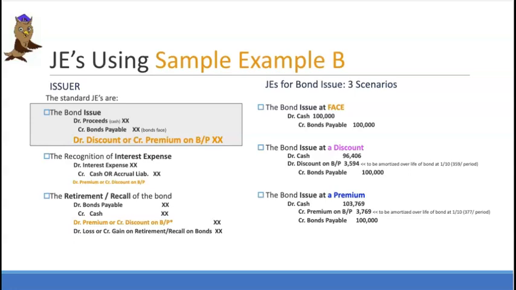Cash is debited for the full contract amount of 100,000 when the bonds are issued at face. But when the bonds are issued at a discount instead, cash is debited for the discounted proceeds of 96,406, with a corresponding debit to the discount on bonds payable account for 3,594. Alternatively, cash is debited for 103,769 when the bonds are issued at a premium. Its corresponding premium on bonds payable account is then credited for 3,769.